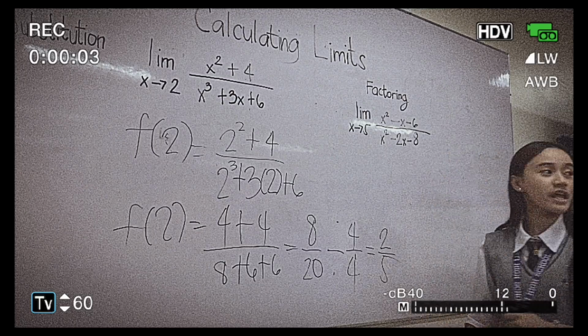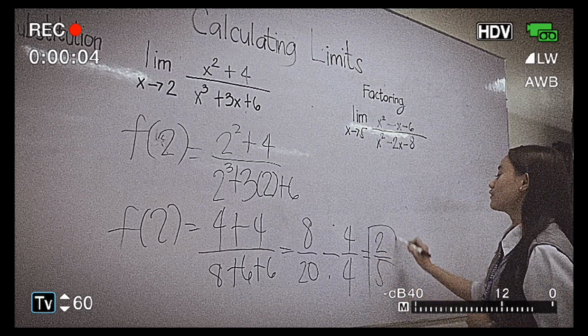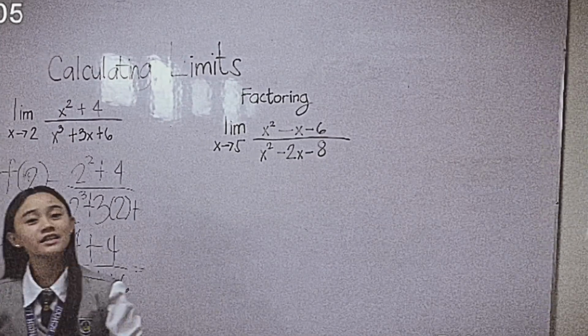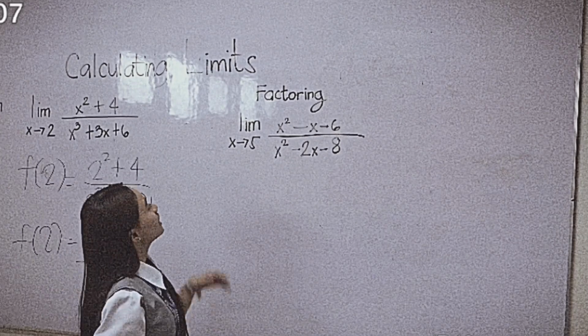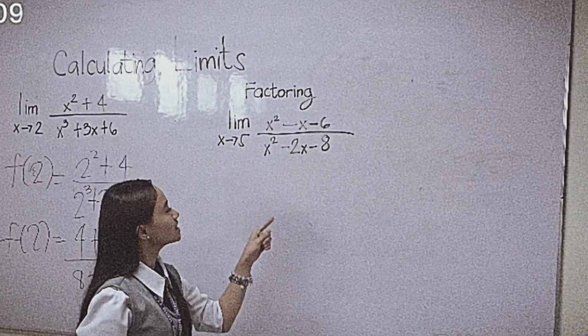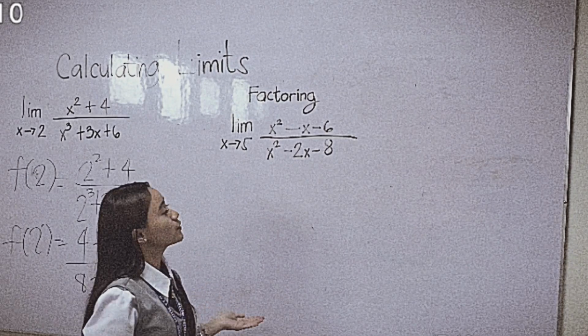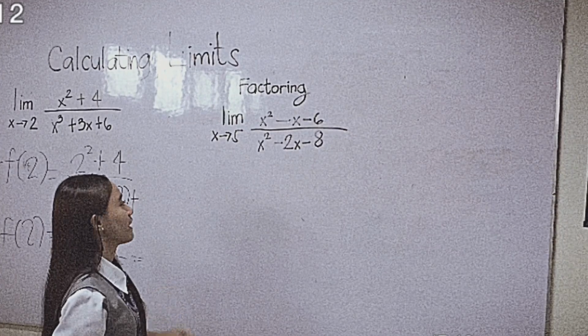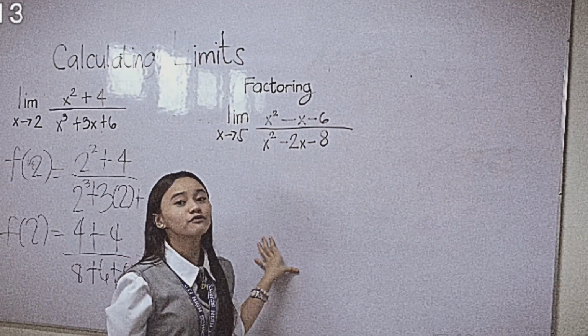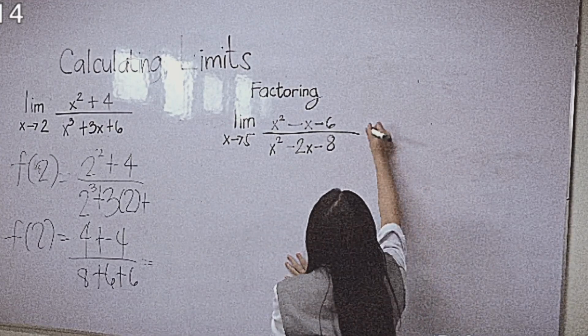And then we have our answer, which is 2 over 5. And now, let us move on to factoring. We have an example here. Limit x squared minus x minus 6 over x squared minus 2x minus 8 as x approaches 5. So, we have to factor out the function.